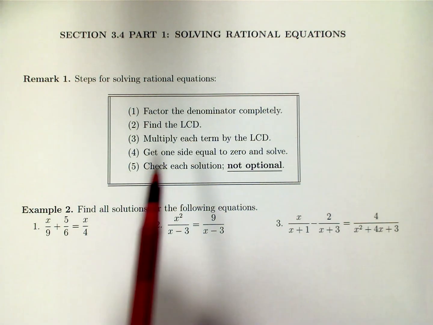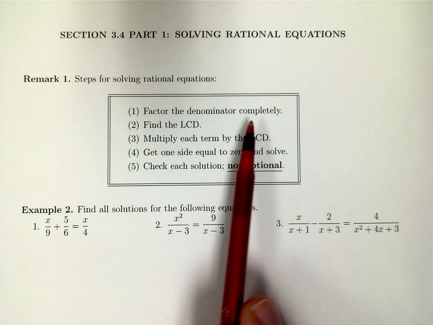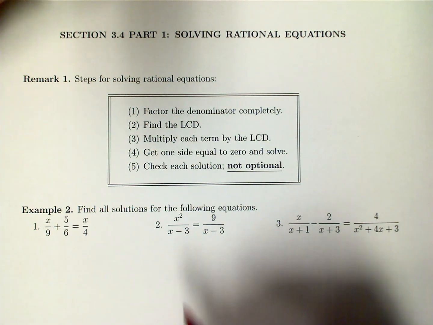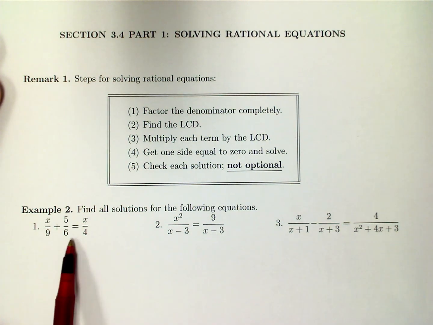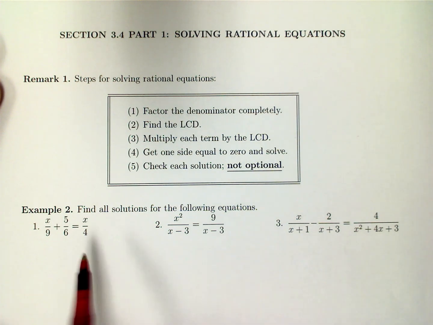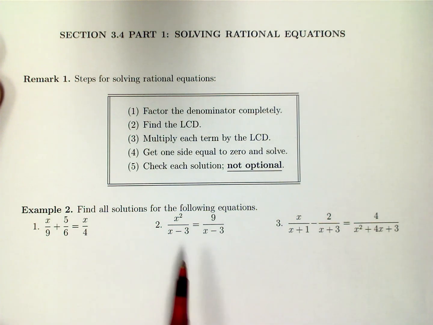So let's go through this. We want to factor the denominator completely, so we're going to start with 1. Even though this is technically just a linear equation, because it has fractions we can look at it in one form so that we can apply this to the rational equations in the other two, 2 and 3.